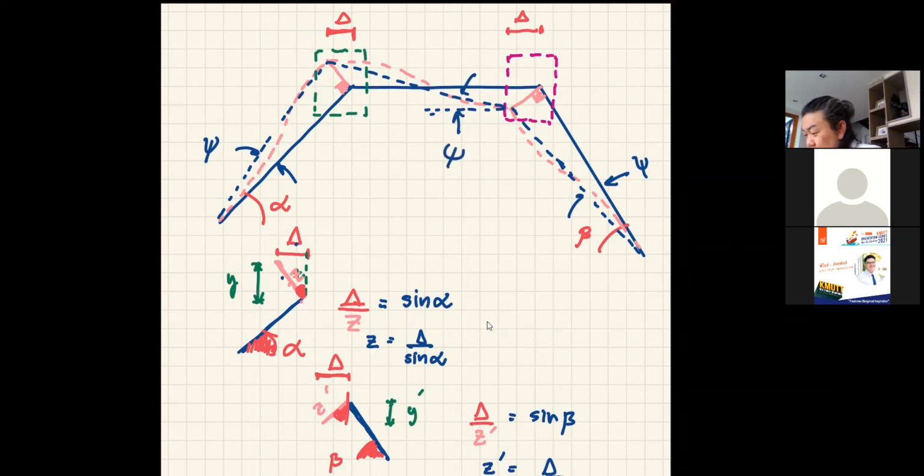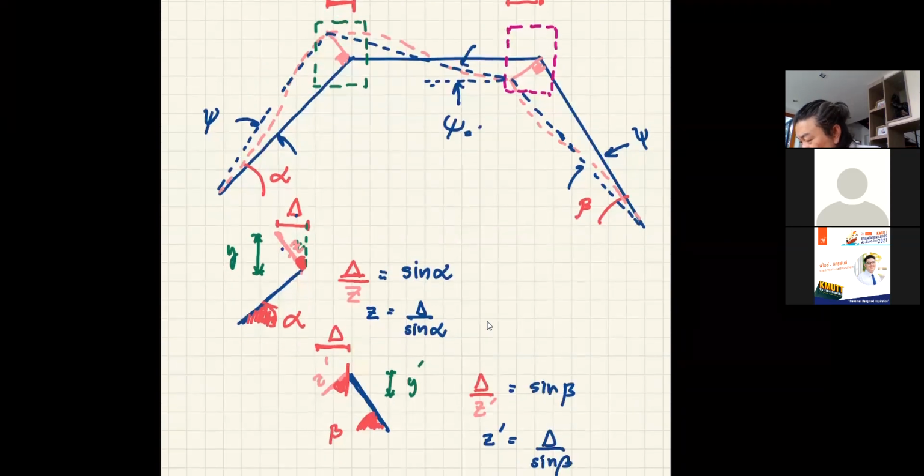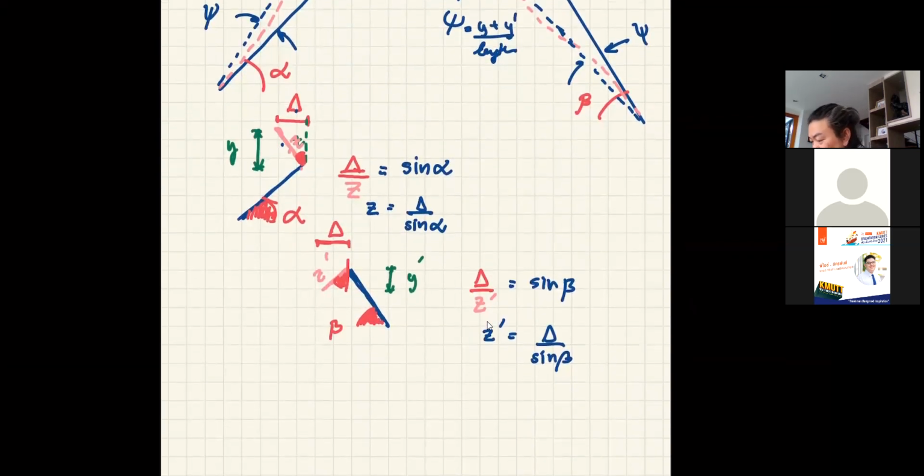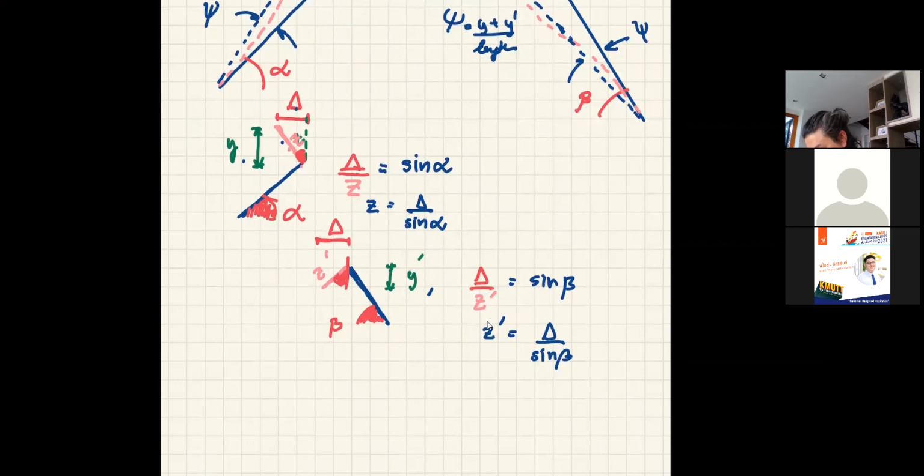this side here is going to be equal to y plus y prime over the length. Okay, so that means I am going to have to try to derive the y and y prime here as well. Now when you look at y, it must be represented in terms of delta, right? Because we want to use delta as our only unknown.